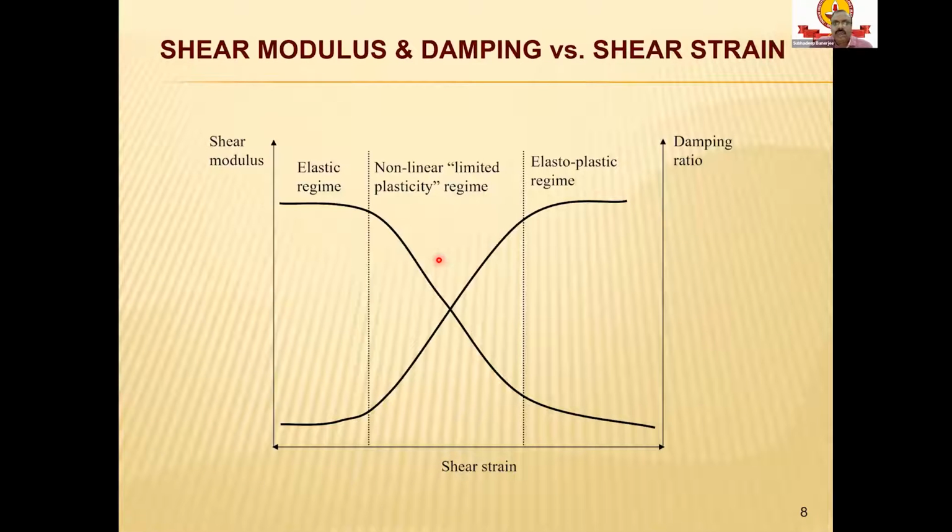Now, to study this entire regime, what I want to highlight here is that there are three regimes clearly. One is the elastic regime, where there is no degradation so far, more or less the stiffness remains the same. Then there is a limited plasticity regime, as I wanted to call it. It is nonlinear, but interestingly, the modulus is reducing. And then it goes to the elastoplastic regime.